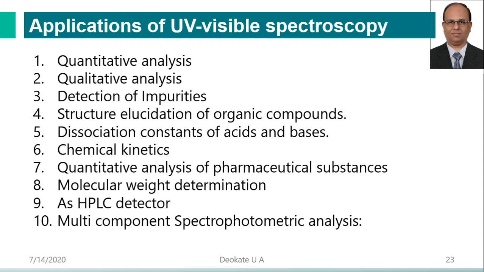One application is spectrophotometric titrations, which can be used to determine the concentration of reacting species. Whether the concentration of reacting species increases or decreases, that results in a change in absorbance values, and that can be quantitatively detected by using UV visible spectroscopy. So these are all applications of UV visible spectroscopy.